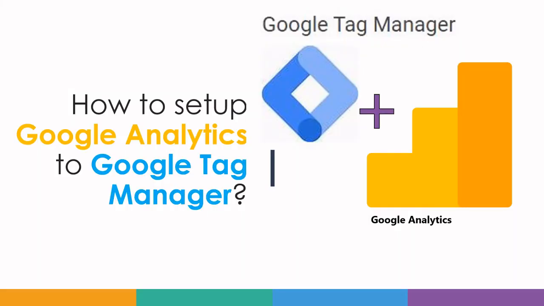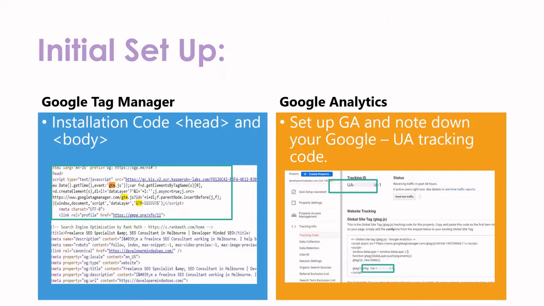So how to set up Google Analytics to Google Tag Manager. To do the setup process, first you need the Google Tag Manager installation code installed on the head and body section of your website. If you need help installing the Google Tag Manager account, then please let me know in the comment section. I can make a video on how to install the Google Tag Manager tracking code on your website.